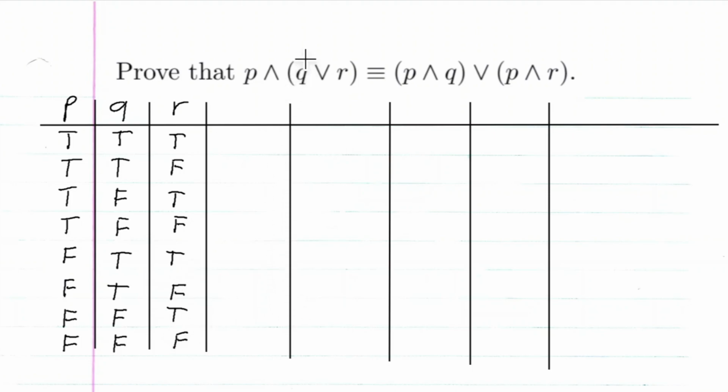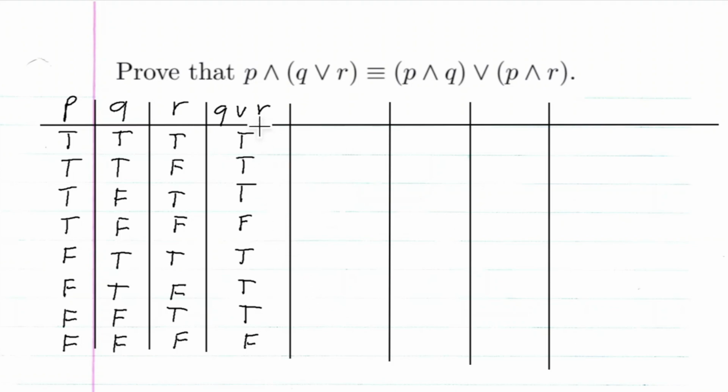Okay, so now I want to figure out what truth table this is going to produce. So I'm going to first find Q or R. So T or T is T. If I have at least one T, then I'm good. So this one has at least one T. This one has at least one T. This one doesn't, so I know this will be false. This one has at least one T, one T, and then false.